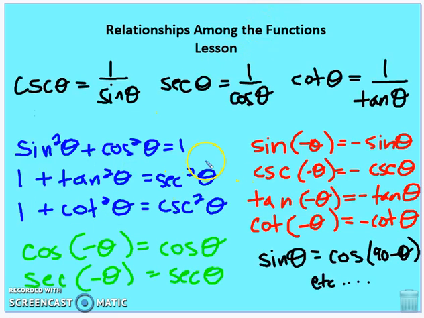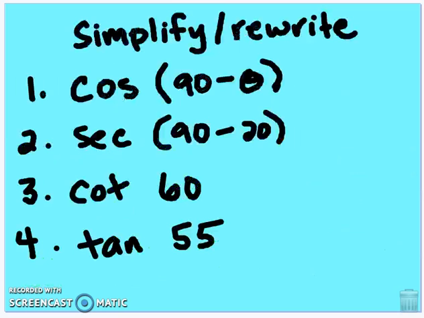All right, so this is a summary of everything that we've learned. I'm going to pause for a moment if you want to rewrite this. You also have your cheat sheets to refer to. All right, so now I want you to simplify the cofunction relationships. I'll take a moment and pause.